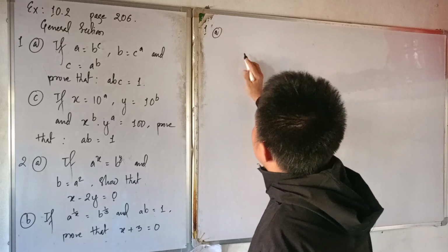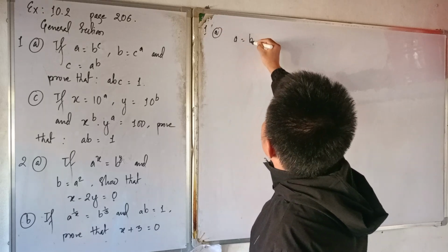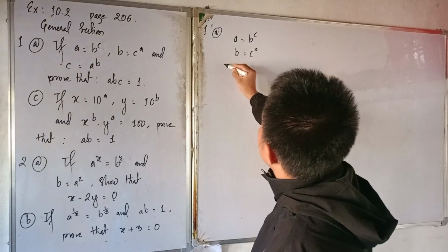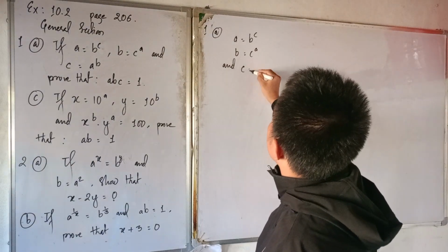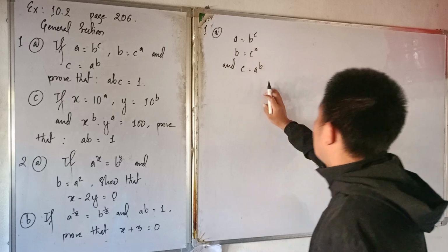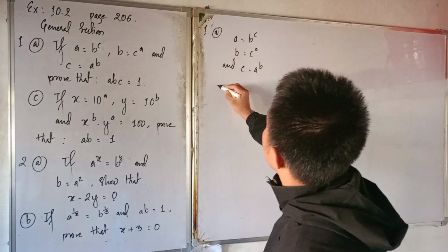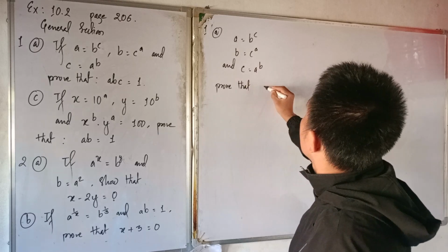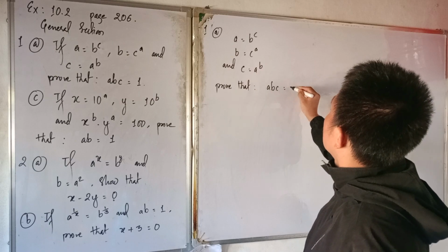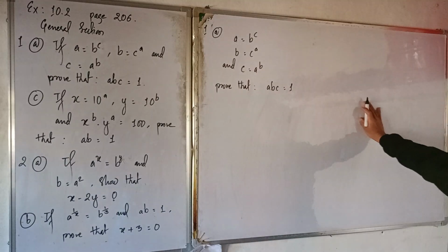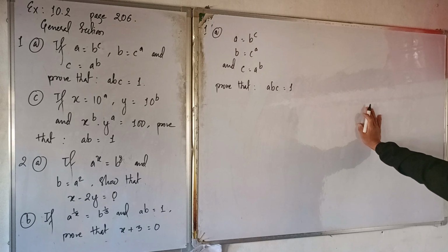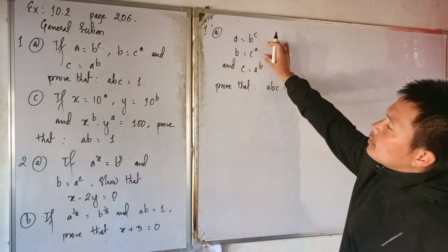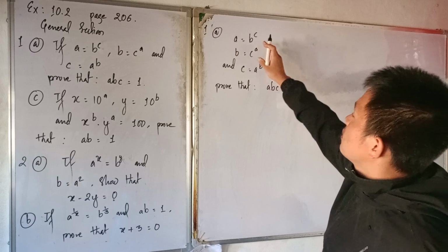In 1a you are given a is equal to b power c, b is equal to c power a, and c is equal to a power b. In this case you have to prove that abc is equal to 1. So this is the given condition, the given values, or whatever you want to call them.